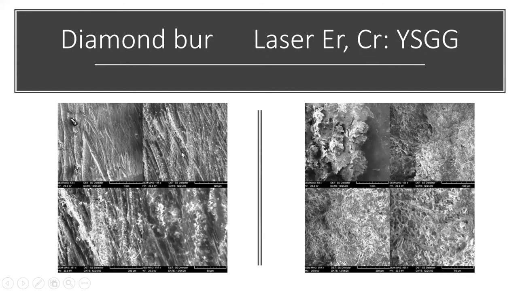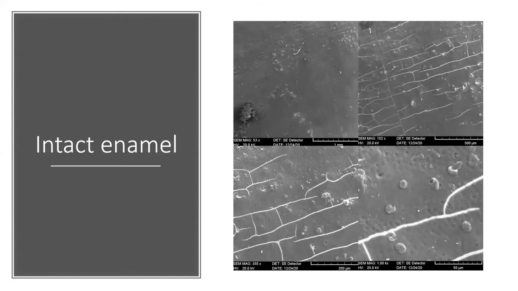The third group of samples, reduced with the diamond bur, present an irregular area with deeper, larger grooves and persistence of enamel debris. The fourth group of samples, reduced with the erbium chromium YSGG laser, are irregular, honeycombed, and there are some crater formations. And the intact enamel is almost smooth, and some grooves and irregularities are present from wearing or thermal, chemical, mechanical processes.